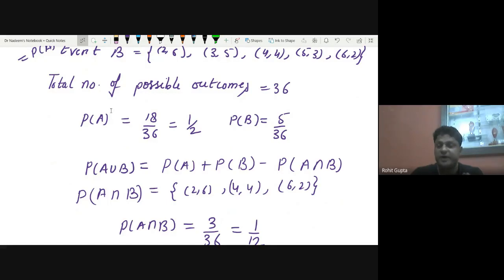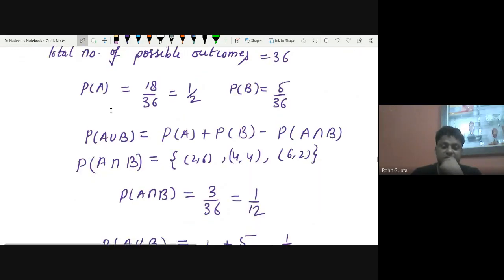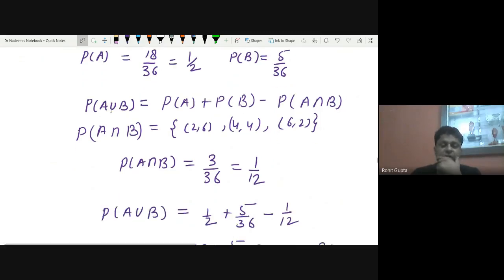So the probability of A intersection B: here we find the outcomes common to A and B, that is 2 6, 4 4, and 6 2. It means the first dice should have an even number, and the total of both faces of the dice should be 8. So the probability of A intersection B is 3 by 36, because there are only 3 favorable chances, that is 1 by 12. Now the probability of A union B is 1 by 2 plus 5 by 36 minus 1 by 12.